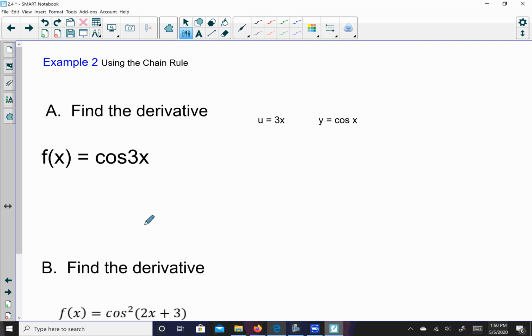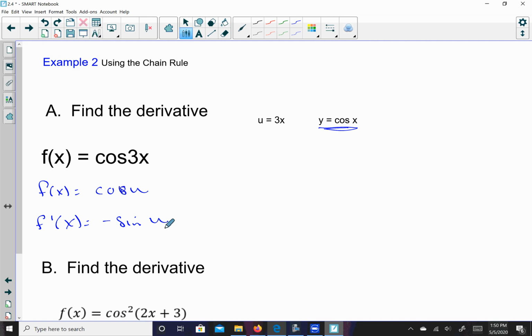This time I have a trig function. I want to find the derivative of cosine 3x. The outermost function is taking the cosine of a function, so that's going to be my y. The innermost function is 3 times a number, so that will be my u. If I think of f of x as cosine of u and I asked you to take the derivative of that, you would do the derivative of cosine, which is negative sine, and then u, and that u doesn't change.